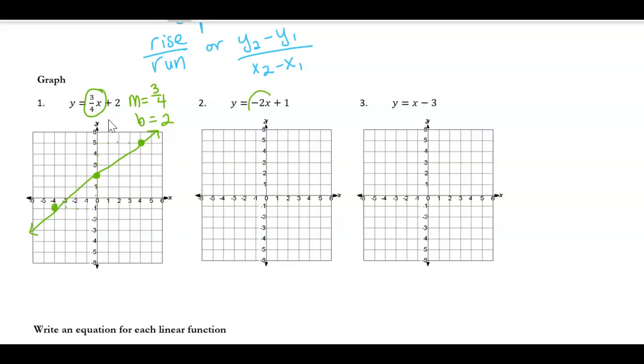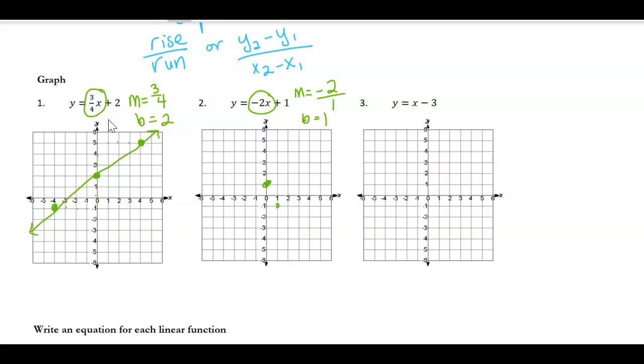My m for this next one is right here, -2. But remember, m has to be a fraction. So to make -2 a fraction, I put a 1 underneath it. And then my b is this other number, 1. So remember, you always start at b, because b is for beginning. And so I start up at 1. And now I'm going to go down 2.